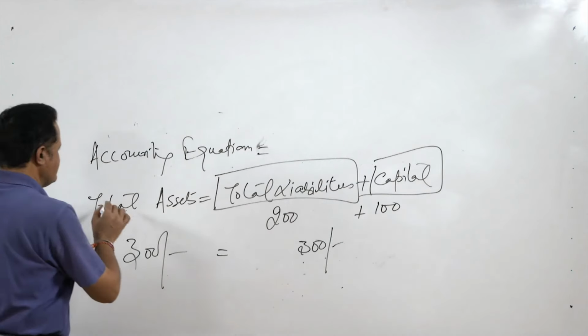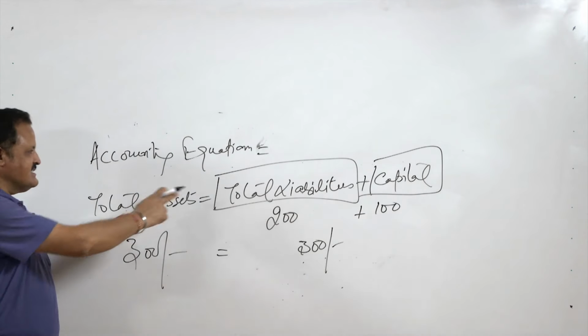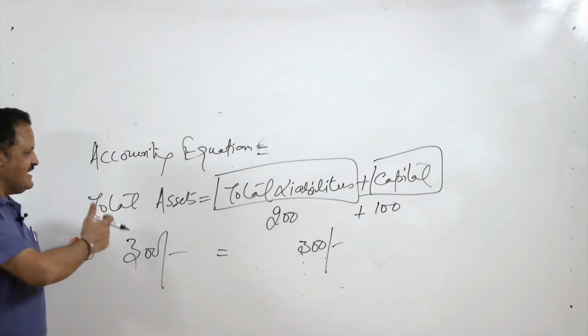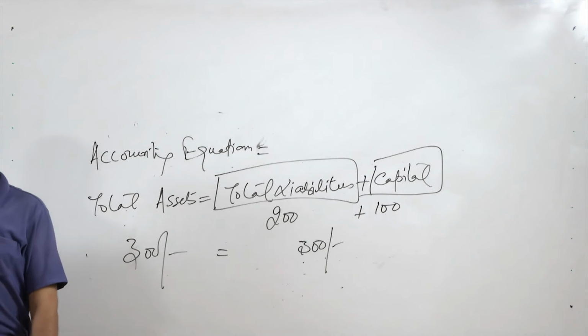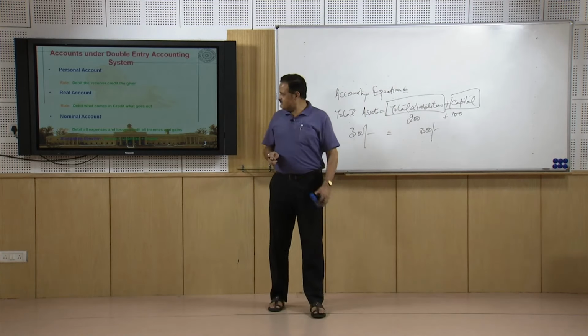So, this is based upon the accounting equation, and the accounting equation is the crux of the overall accounting system. Finally, we have to start from the transaction and reach the accounting equation by preparing the balance sheet.